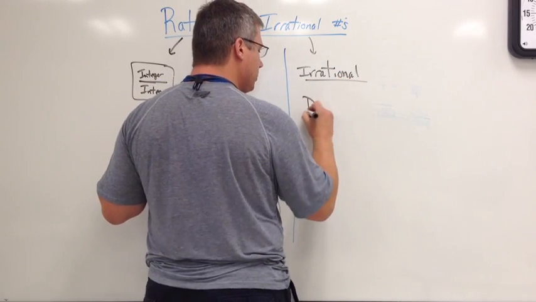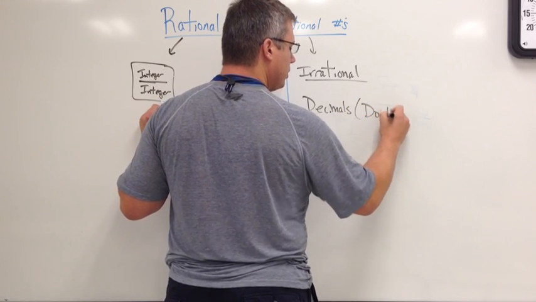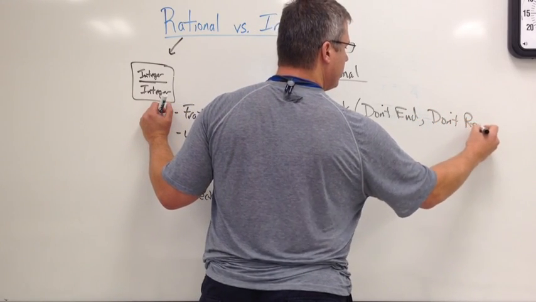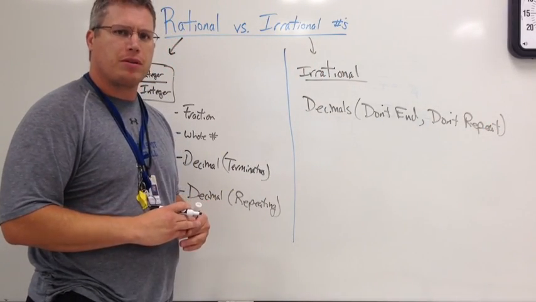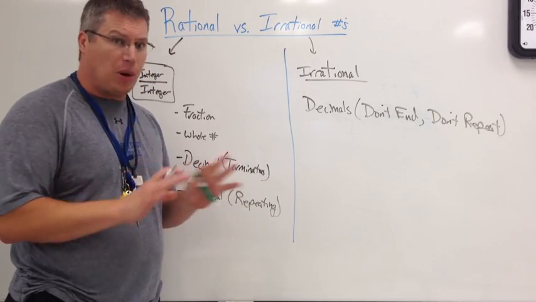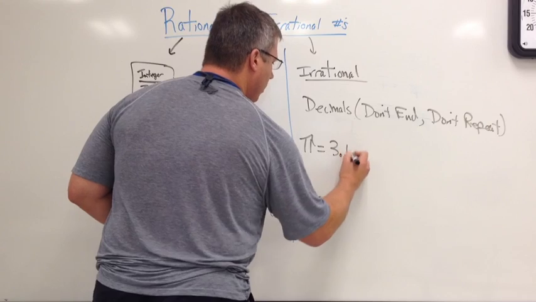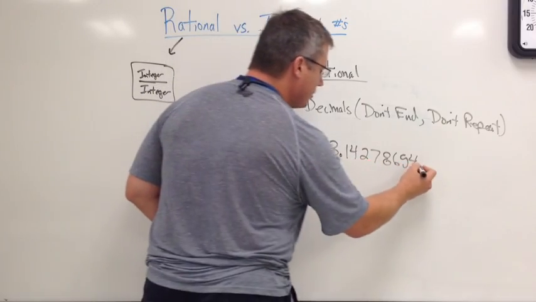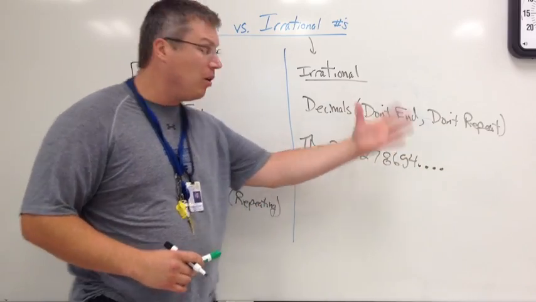Irrational numbers are decimals that don't end and don't repeat. Those are irrational numbers. It's only one type, and there's an infinite amount of them, but it's simply decimals that don't end and don't repeat. A classic one is pi. 3.1427865, I don't know if these are right, I'm just making guesses. But notice there is no repeating pattern. It does not end, it keeps going and going and going.